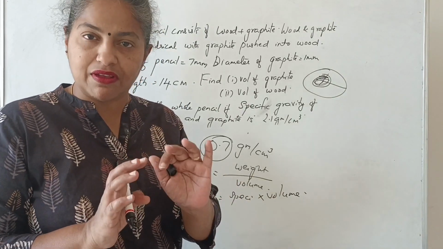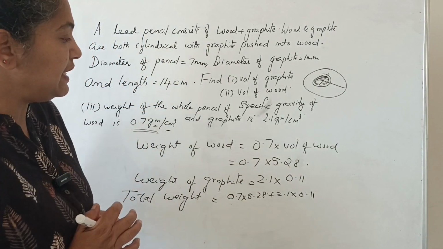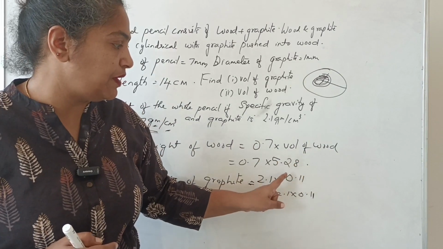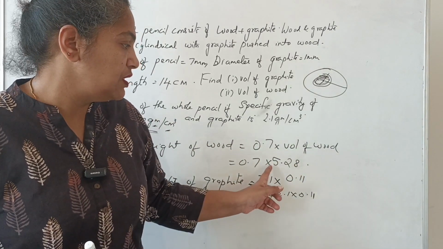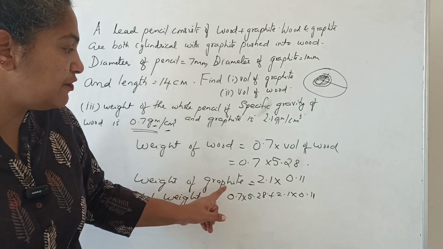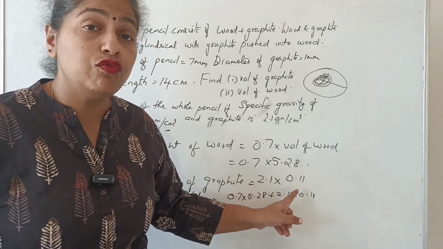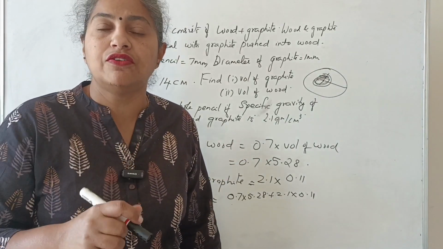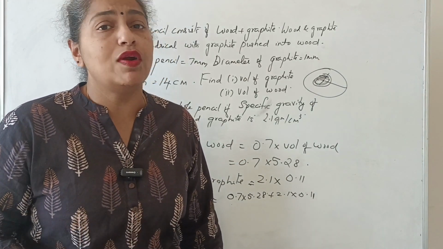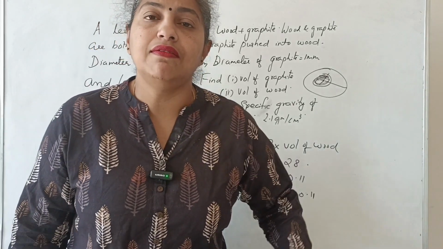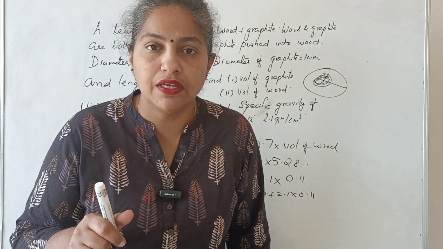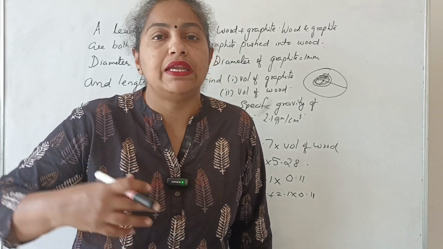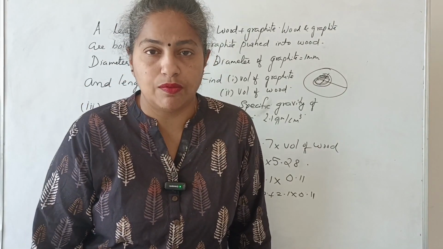Now let us find the weight of the pencil. What is the weight of wood? It is the specific gravity of wood into the volume of the wood. Volume of the wood we found out in the second part. It is 5.28. That is it. Now weight of the graphite is specific gravity of the graphite into volume of the graphite. Now the total weight of the pencil will be the sum of these two. Do the calculations, figure it out by yourself. What is the answer you are getting? So the basic thing is, whenever you are getting a new term, if you are not able to identify the term or you do not know the formula, do not panic. Look at the unit and derive the formula.